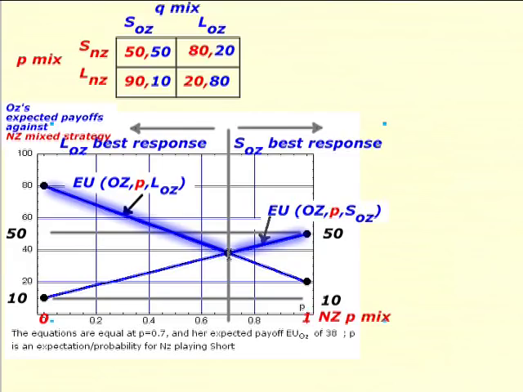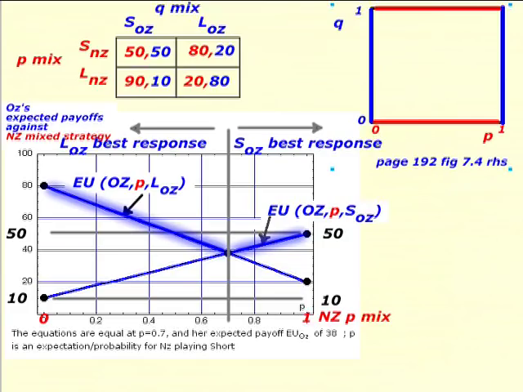So, with this idea, this particular number, 0.7, for the red player, is a strategy that keeps the other player indifferent. Okay? Now, Australia, again, is still in position. They don't know what New Zealand's going to do, but they've worked out what their best responses are. So let's make a little graph up here, where I'm going to put New Zealand's P mix on the horizontal axis, goes from 0 to 1. Australia's Q mix on the vertical axis goes from 0 to 1.